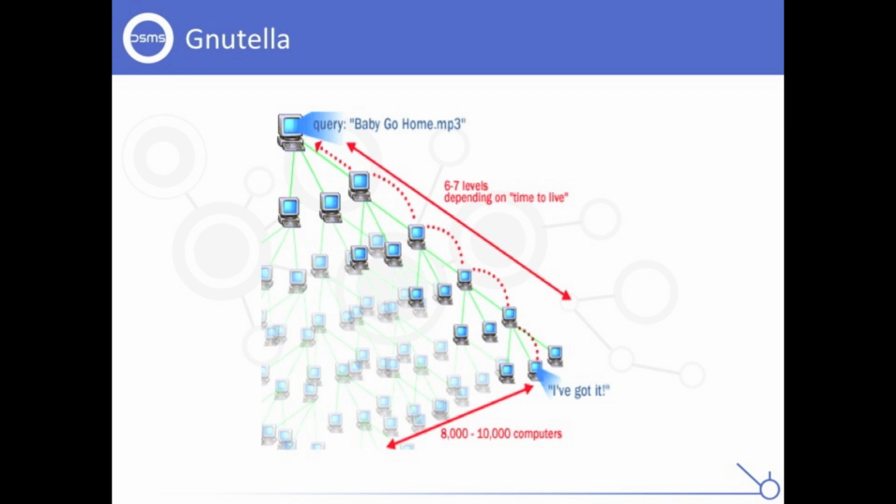Here we can see how Gnutella works. The query goes through all the network, and when it finally finds a computer with that file, it returns a message through all the computers between the first and the last computer. This causes huge network traffic.